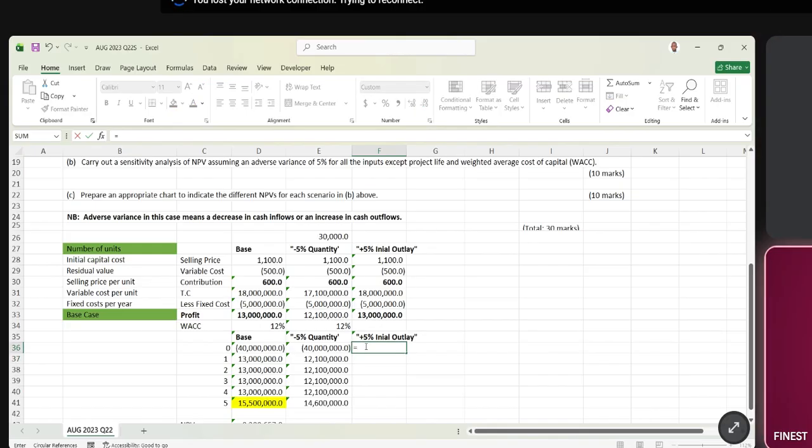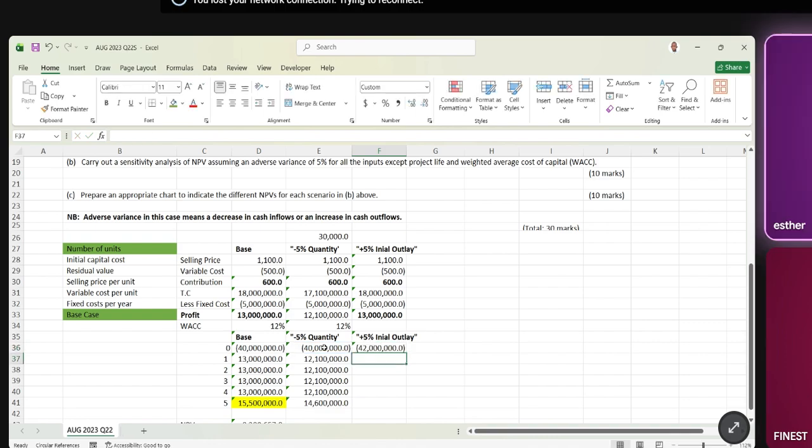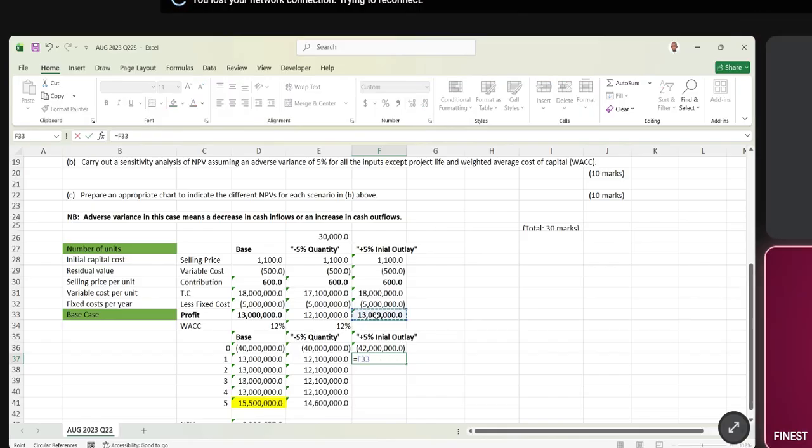Now, equivalent to, kwa this sababu ni positive, times into brackets, maybe 1 plus 5%. So that is it. Yeah. But the cash flow remains to be the same.